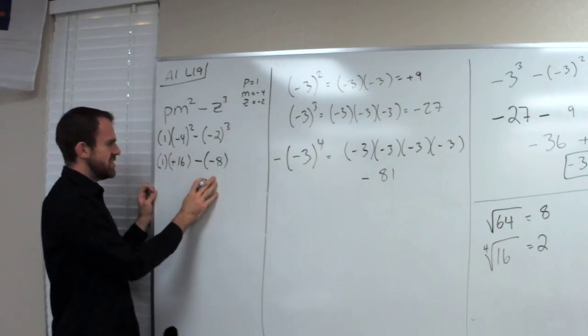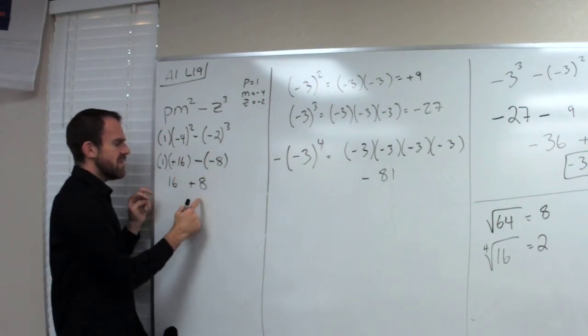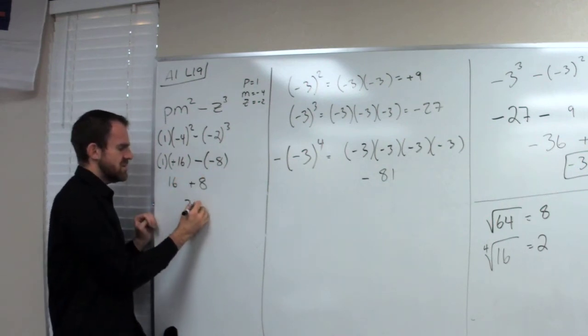Now I'm going to do multiplication and division. 1 times 16 is 16. Negative negative makes a positive. Now I'll do addition and subtraction. This is 24.